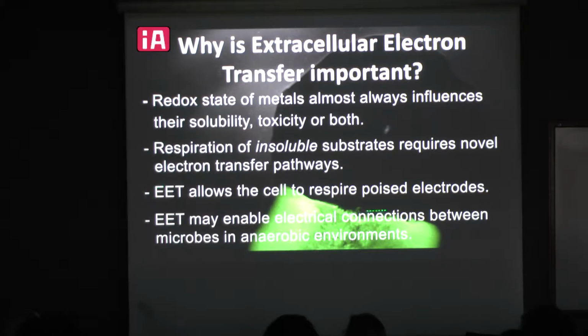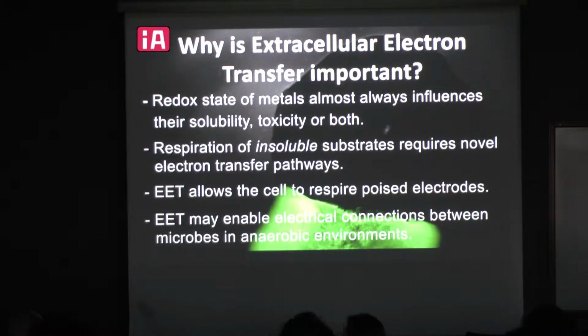This trick also allows the bacteria to respire poised electrodes, and I'll explain that too. So we can take the minerals out of the equation and force them to make electricity for us. There are other researchers, so we study the fundamentals of the process. I have colleagues at the Naval Research Lab up in DC that are developing things called benthic microbial fuel cells that are run basically generating power from microbes in the sediment.